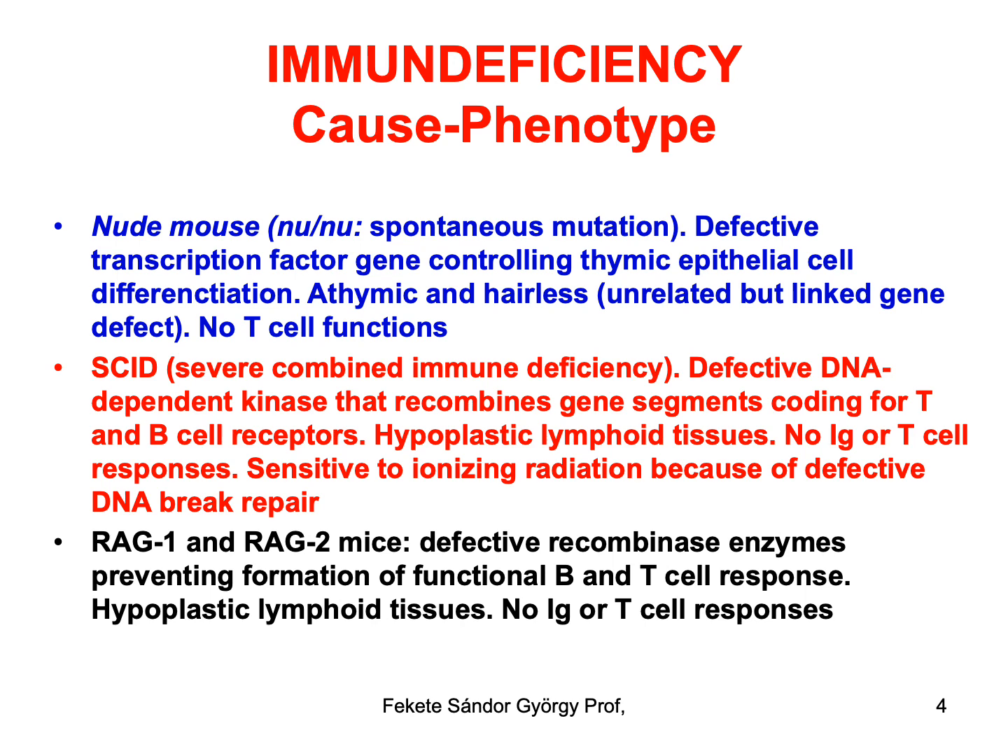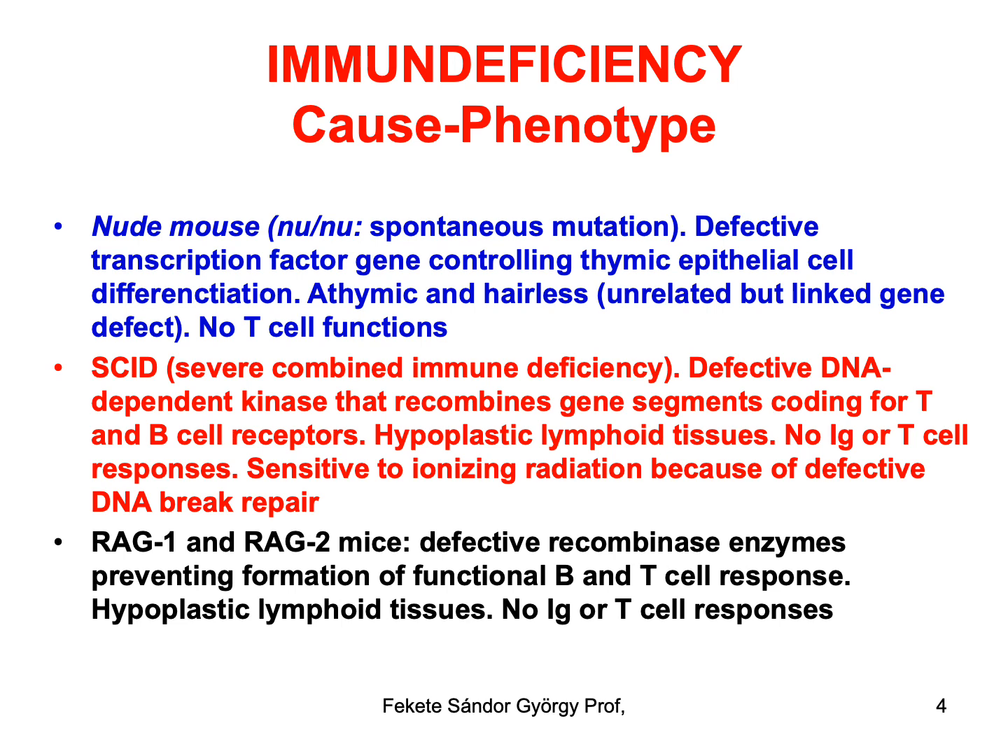The SCID, the severe combined immunodeficiency mice, are defective in DNA-dependent kinase that recombines gene segments coding for T and B cell receptors. Phenotypically, they have hypoplastic lymphoid tissue, and no immunoglobulins or T cell responses are present. They are sensitive to ionizing radiation because of defective DNA break repair.